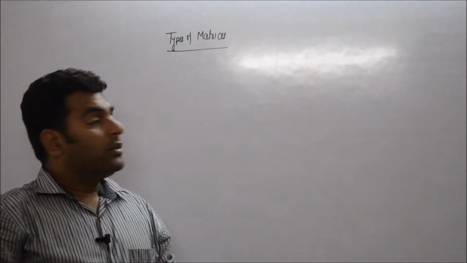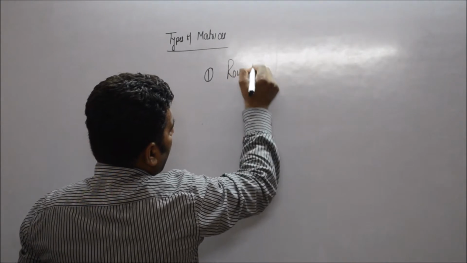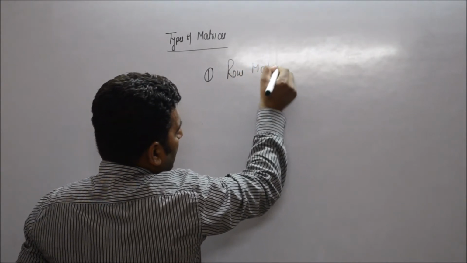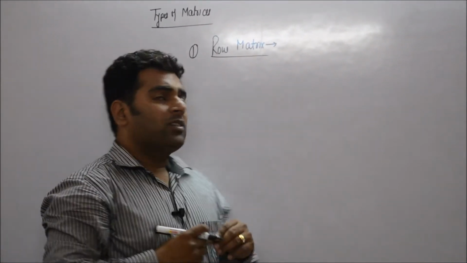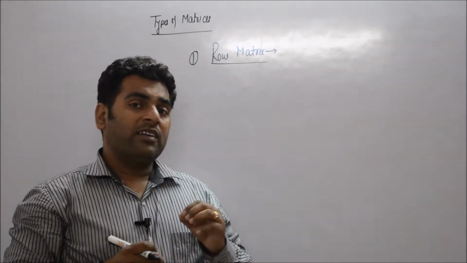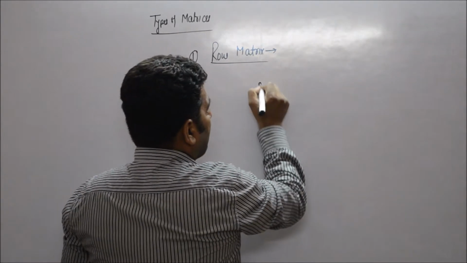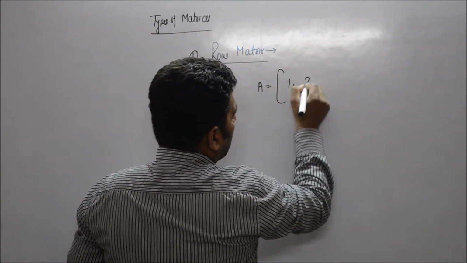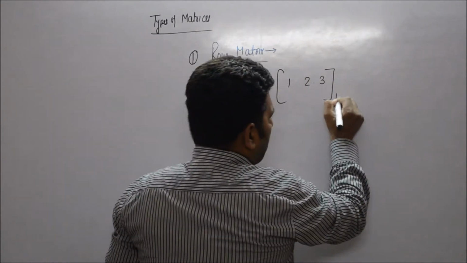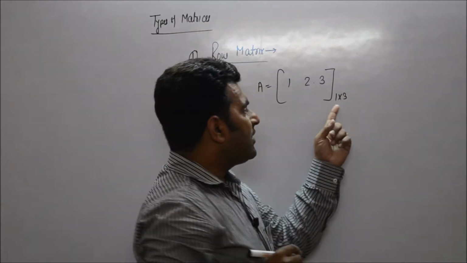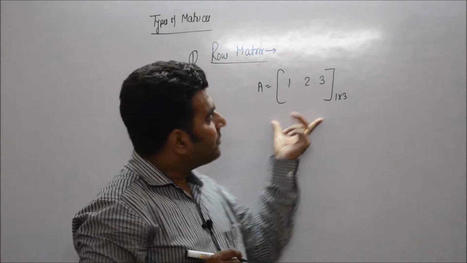Types of matrices. The first matrix is called a row matrix. What are row matrices? Row matrices are matrices which contain only one row. For example, if I say A equals 1, 2 and 3, then this matrix is of order 1 by 3. Since it contains only one row, it is called a row matrix.